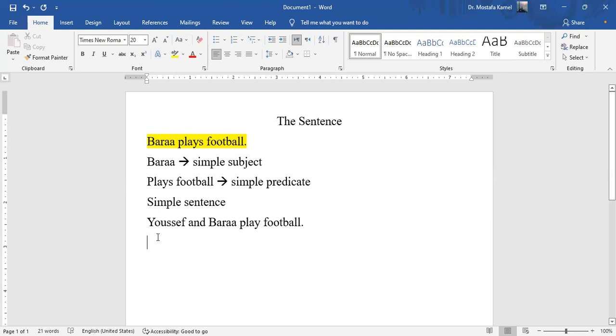Yes, Miss. Read the sentence, please. Yusuf and Bara play football. Where's the subject here? Yusuf and Bara, they are the subject. Where's the predicate? Play football is the predicate. Now, in the subject, how many subjects do we have, Yusuf? 2 subjects. Very good.